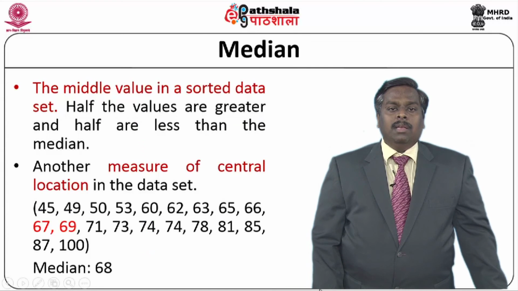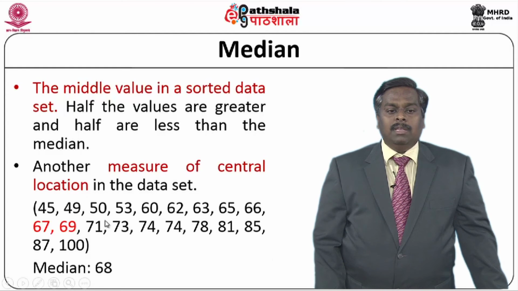The next metric is median. Median is fundamentally the middle value of the sorted data. So, when we have a set of data, we can always sort the data in some order and we can identify the middle value, which may be considered as the median. Now, when we identify the median, it means half of the values will be greater than that median and the remaining half of the values will be smaller than the median value. This is also another measure which is used for measuring the central location of a data set.